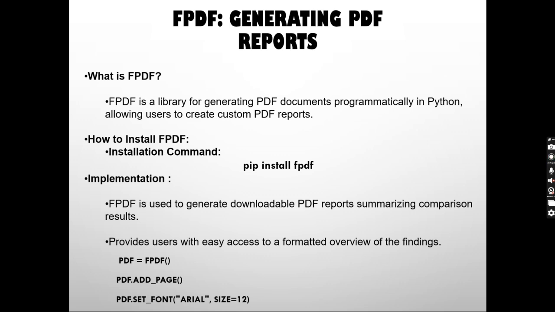We have a code snippet for FPDF, which is pdf equals FPDF(), pdf.add_page(), pdf.set_font, in which the Arial font type and the size of the font are given. This snippet demonstrates how FPDF generates a well-formatted PDF report summarizing the differences found between the two files.